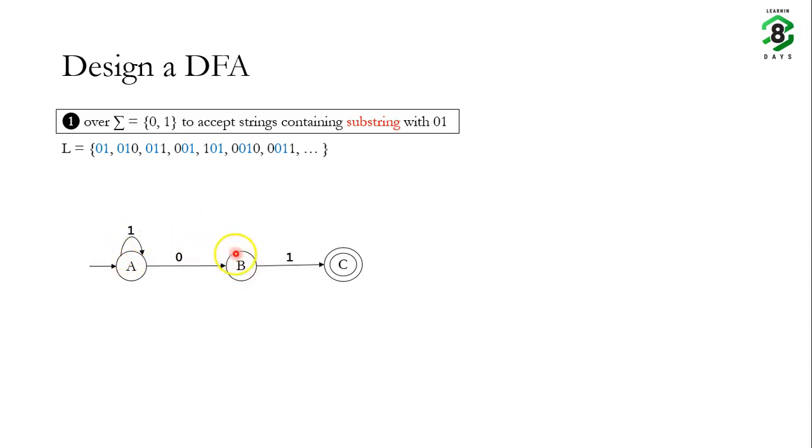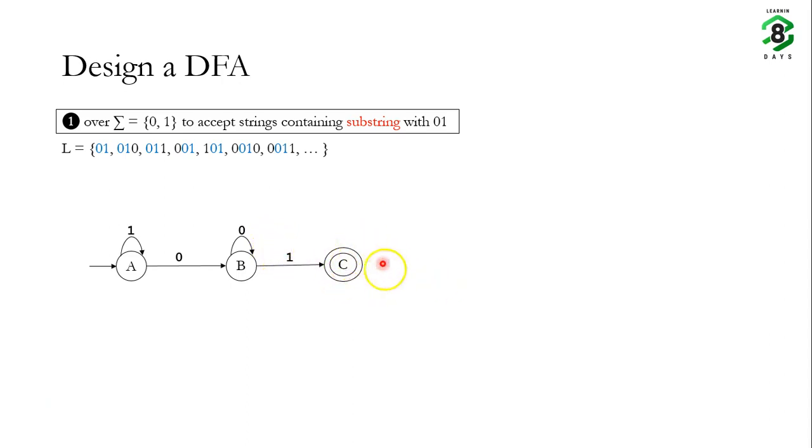Now let's look at state B, and what if I get a 0 in state B? Now I am in state B, that means the last symbol that I encountered was 0. So if I get another 0, I should keep waiting in state B, because as soon as I get a 1, I will go to state C. So if I get a 0 in state B, I will keep waiting there, because as soon as I get a 1 after that, I can go to the final state.